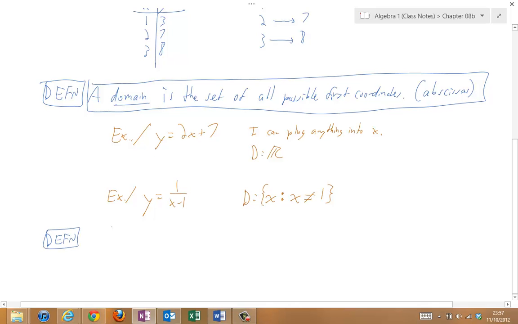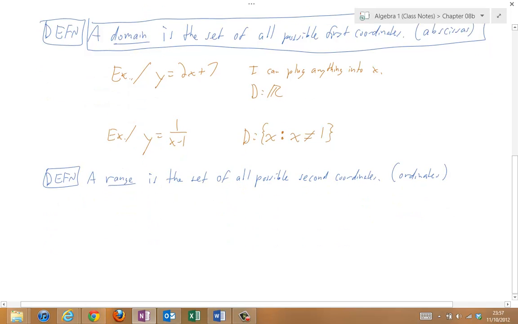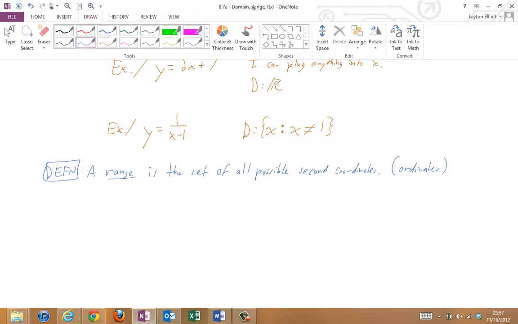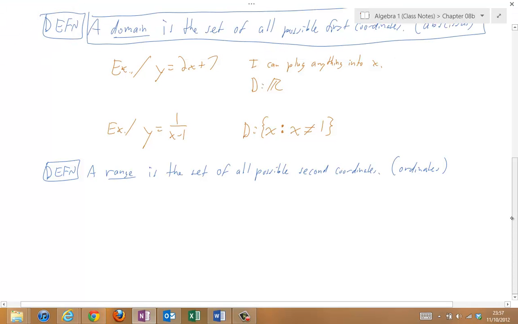Well, the opposite of domain would be a range. Range is the set of all possible second coordinates. That has an old-fashioned name of ordinates. So, all possible second coordinates. Now, we're not going to deal yet with range from an equation perspective. But we are going to deal with range from a scale. We're going to deal with range from just ordered pairs.